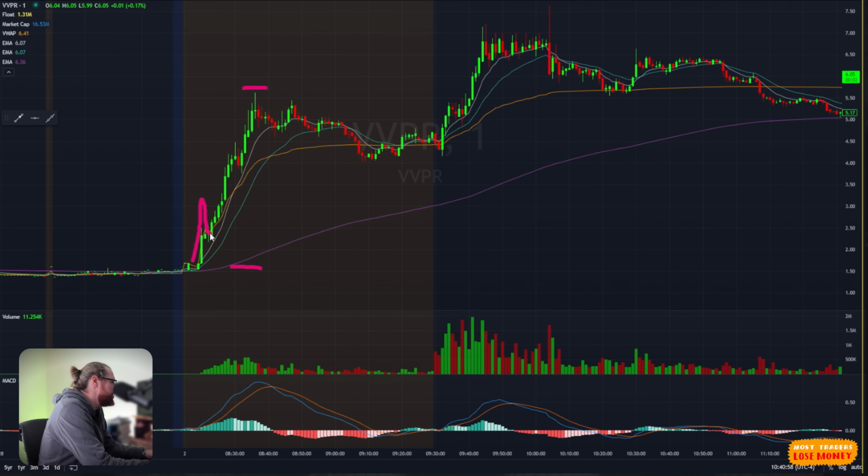It pops up, it pulls back, it rallies higher. I got in there for the break of 3. It squeezes up to a high here. We get a micro pullback, and then it pushes higher.